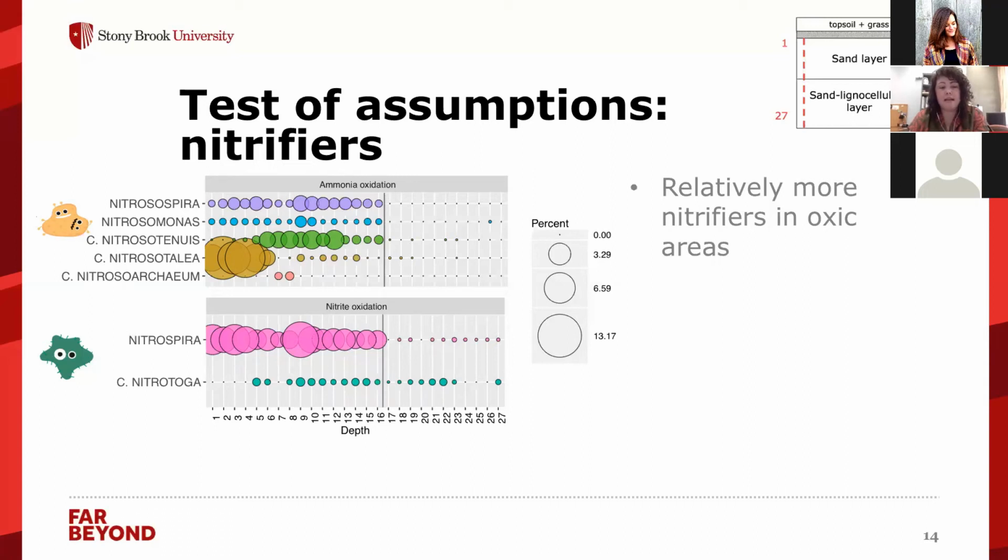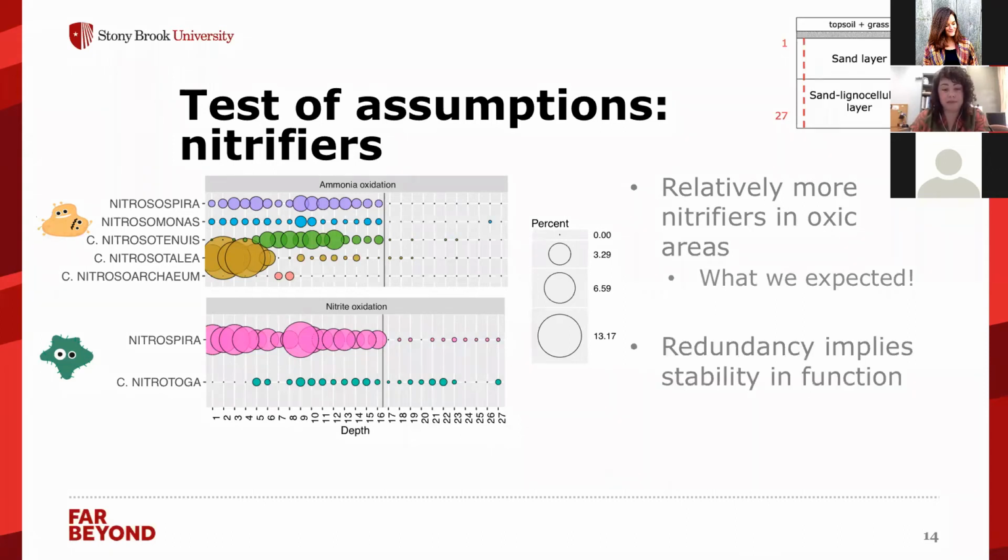The left-hand y-axis shows you the different genus names. They're not really important at this time. And the bubble size is related to how many sequences of that genus were present in that sample. And this is expressed as a percentage. So in general, this is what we expected. You can see right at that vertical line, which notes the transition into the sand lignocellulose layer, that the nitrifiers simply seem to drop off almost completely.